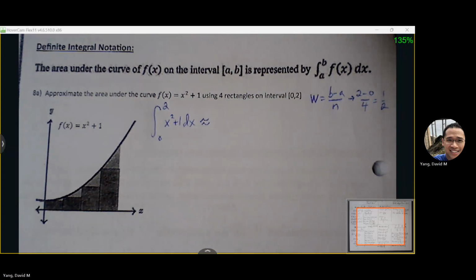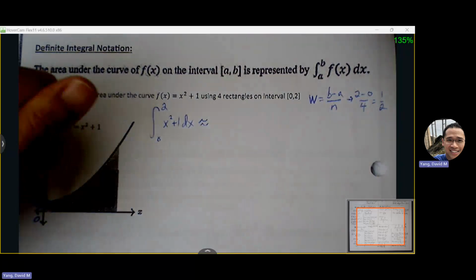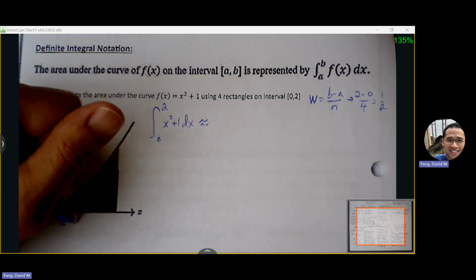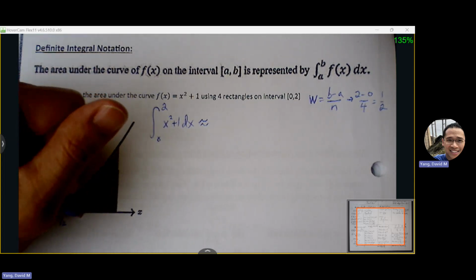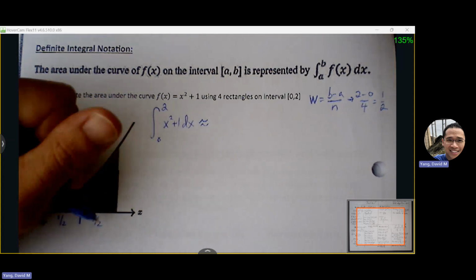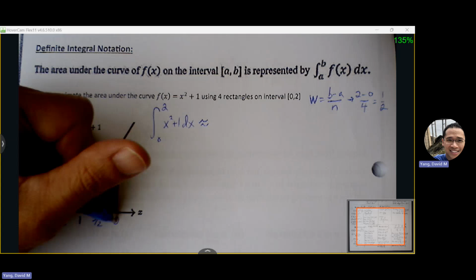Starting at 0, we're going to keep adding 1/2 until we reach our endpoint. So 0 plus 1/2 is 1/2. 1/2 plus 1/2 is 1. 1 plus 1/2 is 3/2. And 3/2 plus 1/2 is 2.